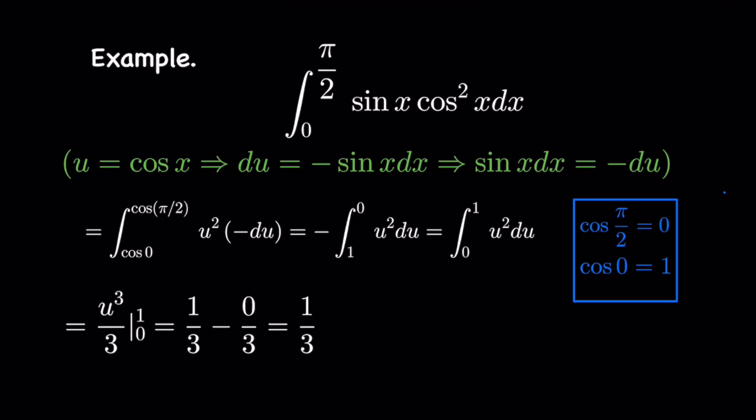Let's look at the next example. So here we want to integrate the function sine x cosine squared x over the interval 0 and pi over 2. And notice that if you take u equals cosine x, then the derivative of cosine is minus sine. And I almost see that here. I don't see the minus sign, but I see the important part, sine x.